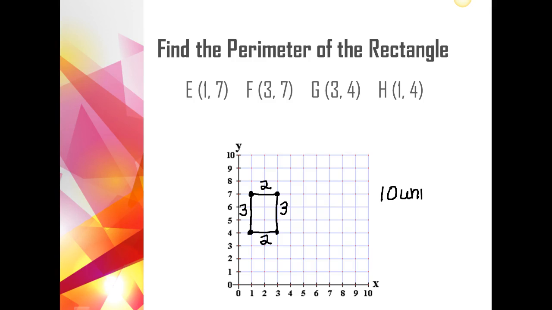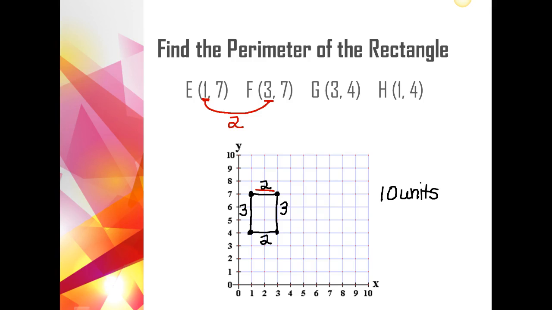If we wanted to find the perimeter without drawing the figure, we could do so by going from ordered pair to ordered pair. If we look from E to F, we go from (1, 7) to (3, 7). The x value changes from 1 to 3, or by 2 units. The difference between 1 and 3 is 2. The difference between 7 and 7 is 0, so we know that we didn't move on the y-axis.